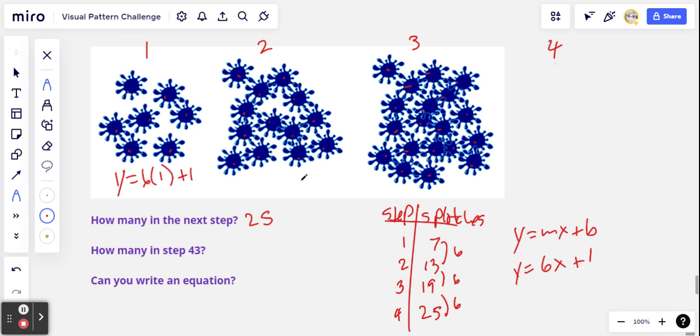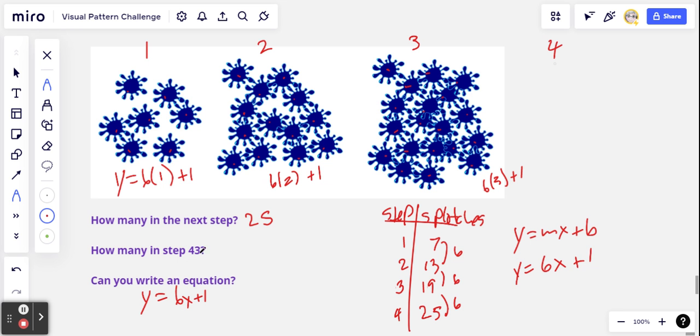Let's just quickly check if that works with the next two steps. So 6 times 2 plus 1. 12 plus 1 would be 13. Yep, that's how many we have for step 2. And in step 3, 6 times 3 plus 1, 6 times 3 is 18, plus 1 is 19, checks out. So our equation is y equals 6x plus 1.